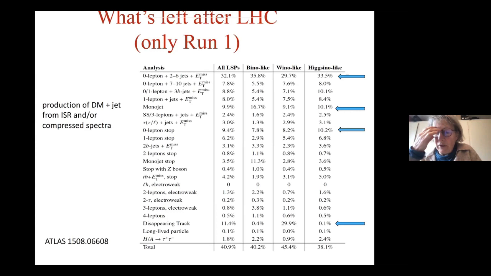Okay, after mentioning these few things that can be done in LHC searches for dark matter, I'd like to show you this result. It's an old result from run one, but it's a compilation of all ATLAS searches. I couldn't find the same one done for run two, but it gives you an idea of what kinds of searches have contributed to LHC searches. All of them I have mentioned before: searches for missing energy and multiple particles, monojet searches, searches for stops, also searches for disappearing tracks or long-lived particles, searches for heavy Higgs, and all kinds of other searches. So when you combine all this, this is what you get. What is left after LHC run one?